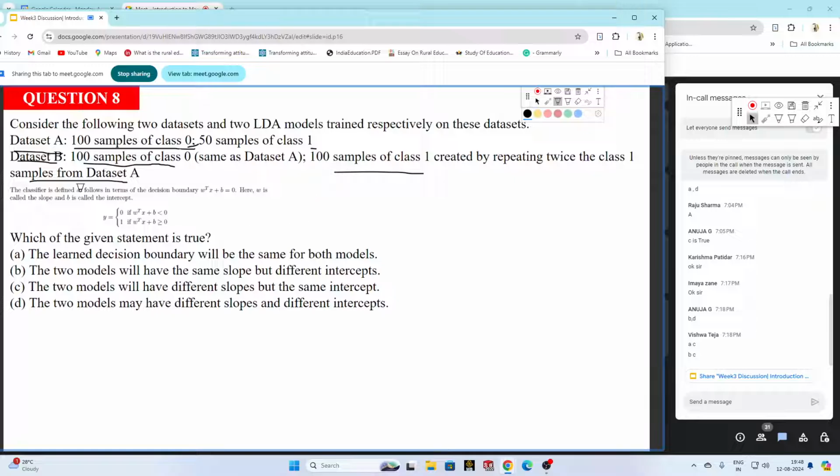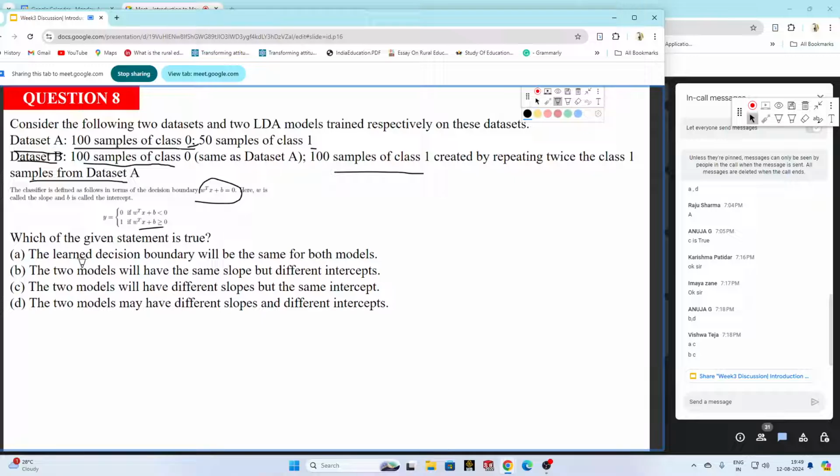Okay, this is clear. Now the classifier is defined in the following terms: w^T x + b, which is a straight line equation. So they have converted the LDA into a straight line equation, and they say that if the result of this equation is less than 0, it is class 0, and if the result is greater than 0, we term it as class 1.